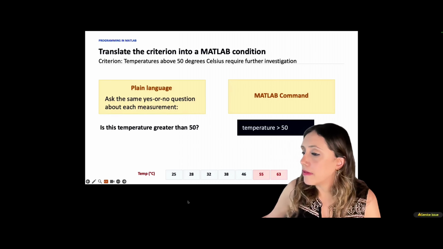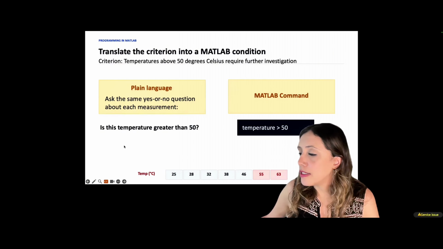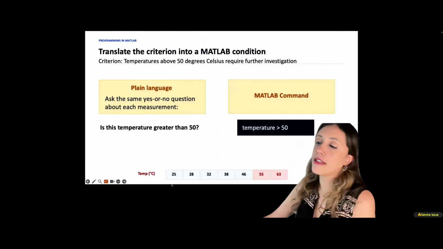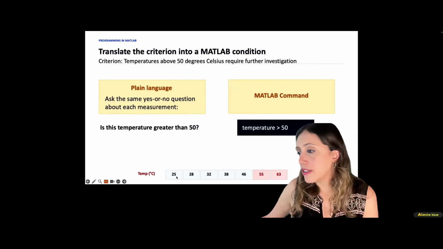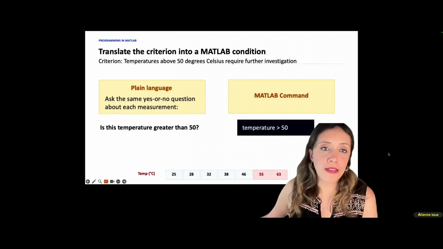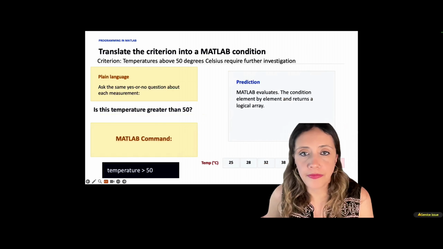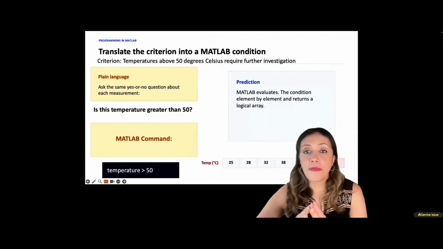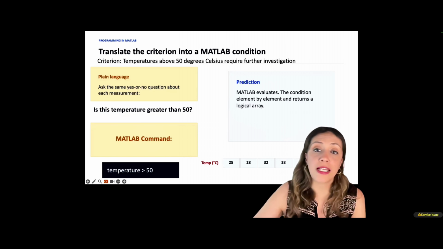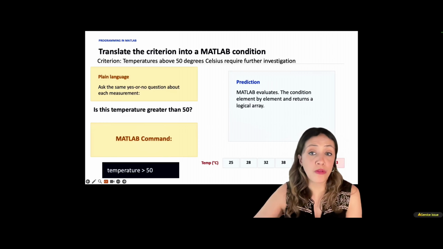Let's think about it. If you do this just by thinking about it, or maybe writing down the question: is this temperature greater than 50? Yes or no? So let's see how it looks. Because MATLAB is asking a yes or no question about each element, we should expect one yes or no result for each temperature measurement.